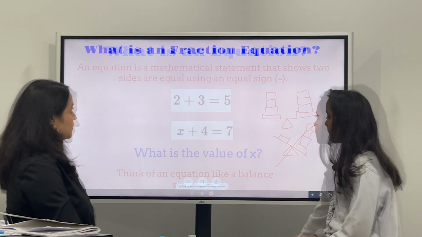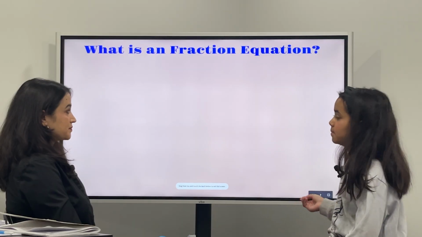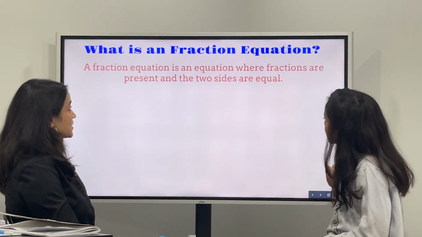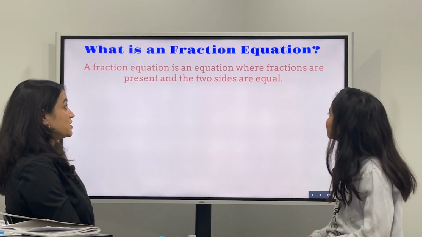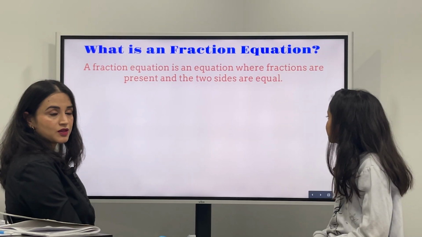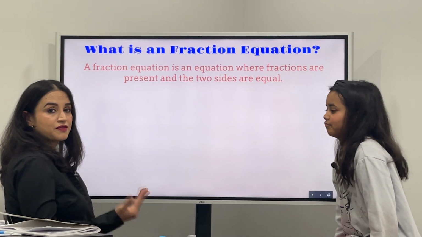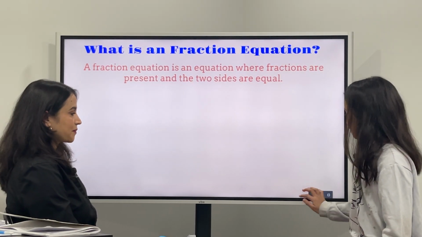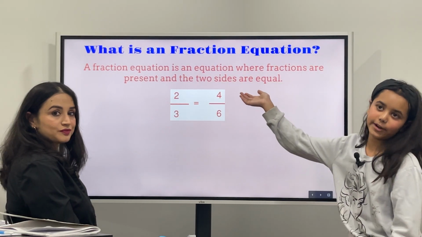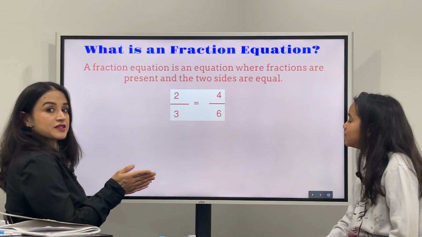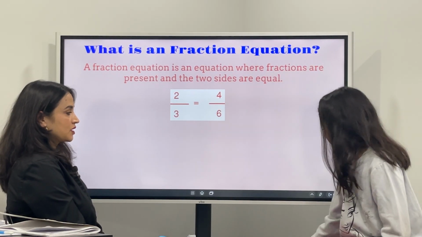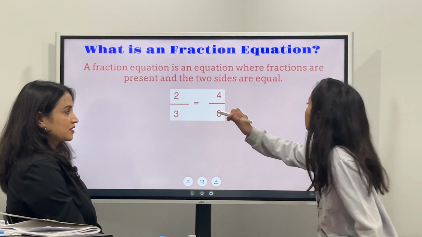Okay, move on. So what is a fraction equation? A fraction equation is an equation where fractions are present and the two sides are equal. So it's now in the fraction version. This is a little bit different from what we saw previously, right? Instead of it being like this, now it would be like this.